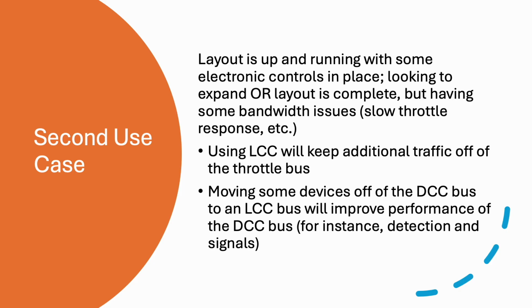I have my layout up and running. I have all of my switch machines and occupancy detection in place, and they're all running on the DCC LocoNet bus. I want to add signaling and a lot of structure lighting, and I'm going to use LCC to keep that off of the DCC bus.